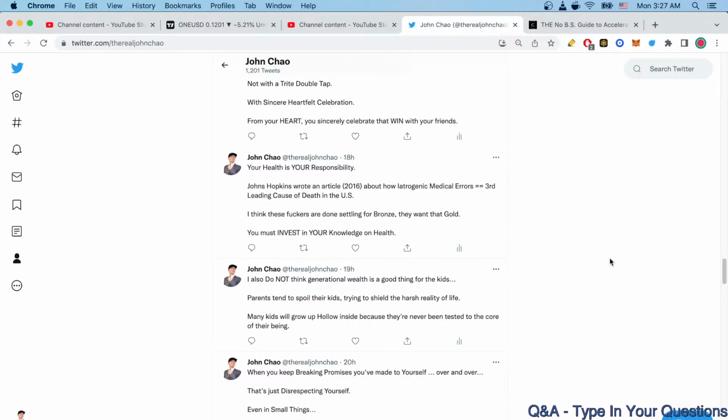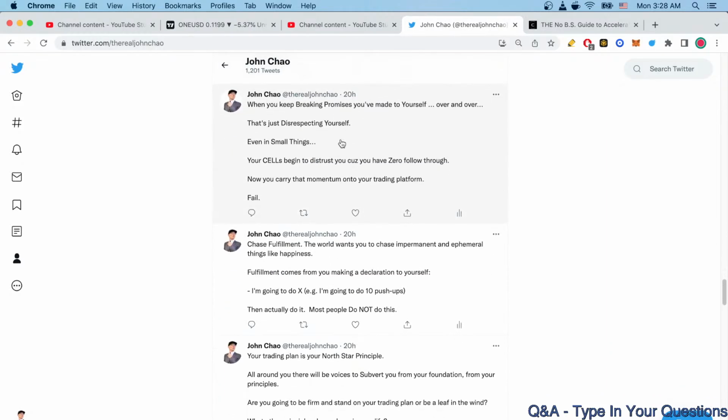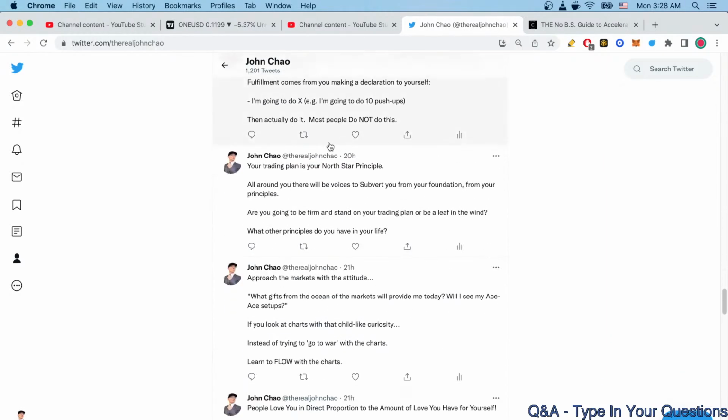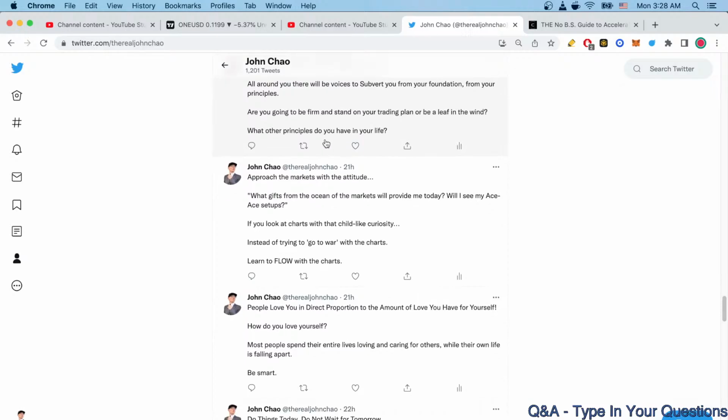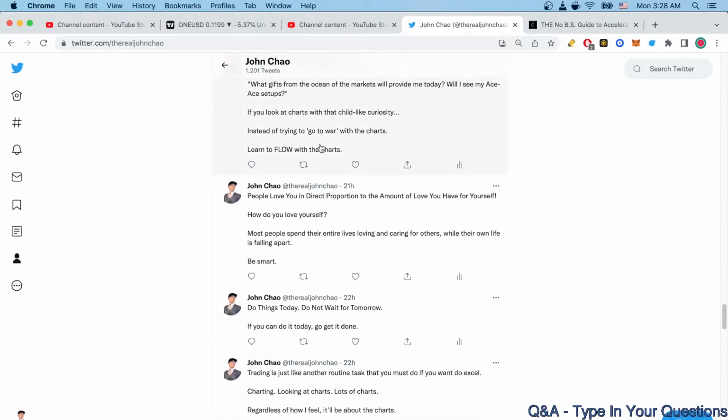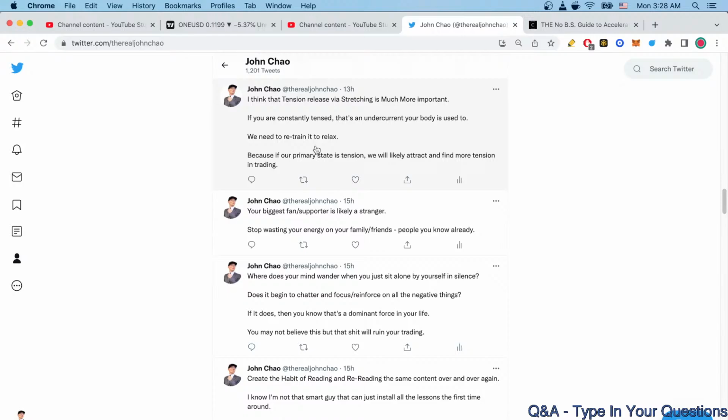Maybe you told yourself that you would go to the gym, go out and exercise, and do those workouts, but you always find an excuse not to do them. The more you do that, the more those micro commitments that you don't keep for yourself, it's going to show up in your trading platform. It's going to show up in your trading plan, because your cells, your very cells, are going to start to distrust you, okay? And those are deeper things that we need to work on.